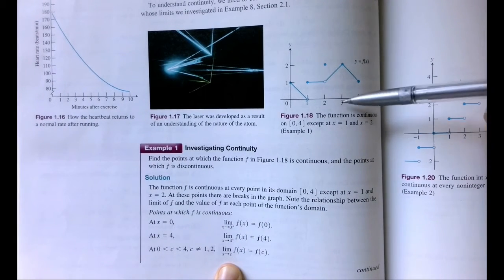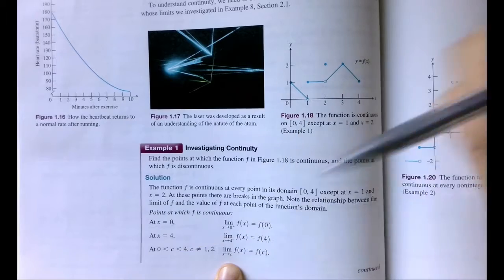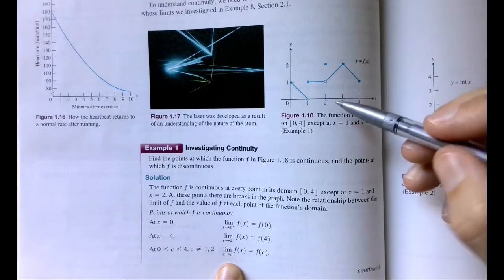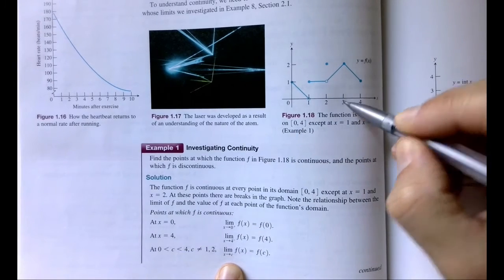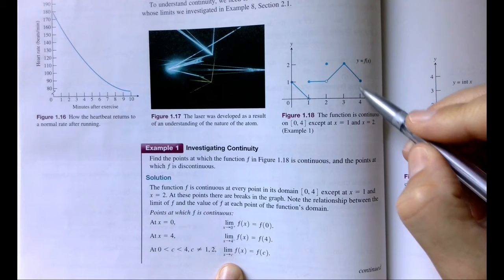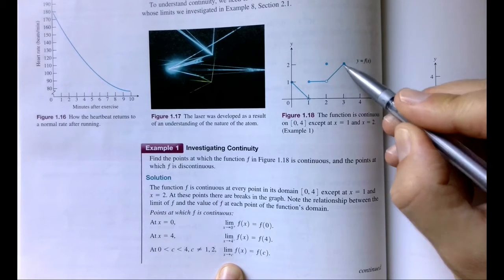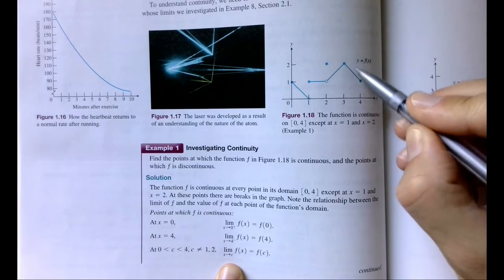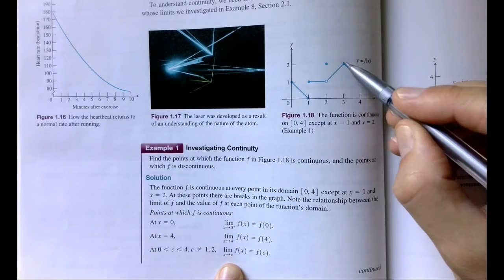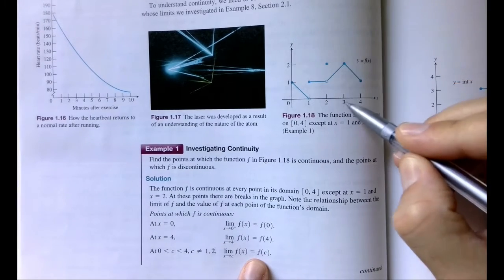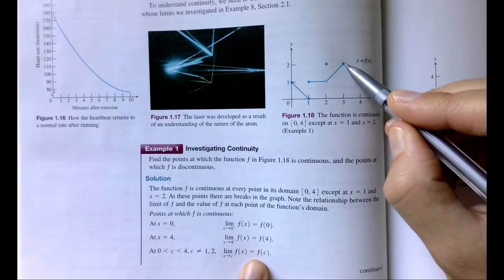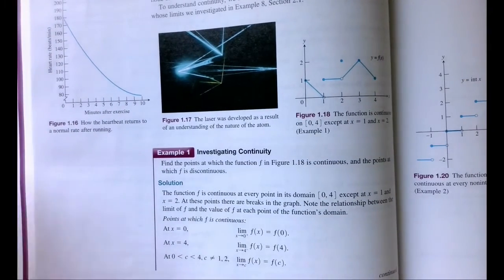So let's try 3. 3 is between 0 and 4. It's definitely not 1 and 2. So let's test it. What's the limit as x approaches 3? Well, if you approach 3 from either side, we're going to see the function is headed towards 2, right here. And what is the function evaluated at 3? It is also 2. So notice they agree.